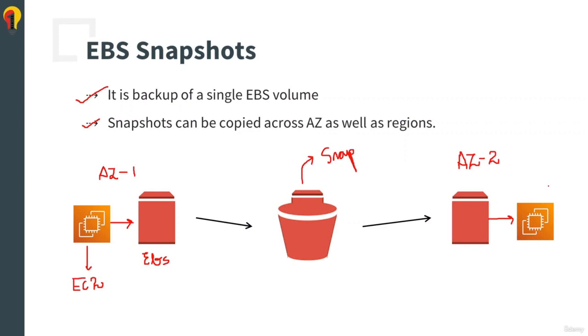EBS snapshots. It is a backup of a single EBS volume. Snapshots can be copied across availability zones as well as regions. This diagram shows an example of an EBS snapshot.